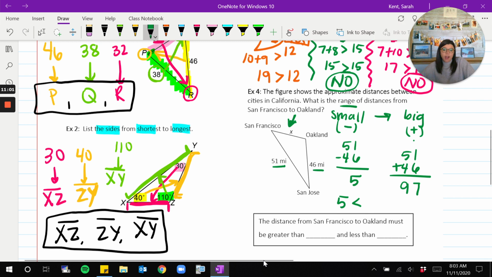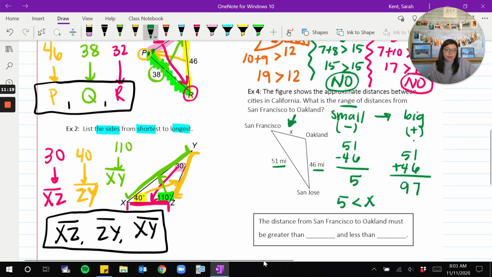Because here if we do 5 plus 46, we get 51 on the dot. So we know it needs to be bigger than 5. Because say if we put 6, 46 plus 6 would get us 52. And that would be greater than 51.